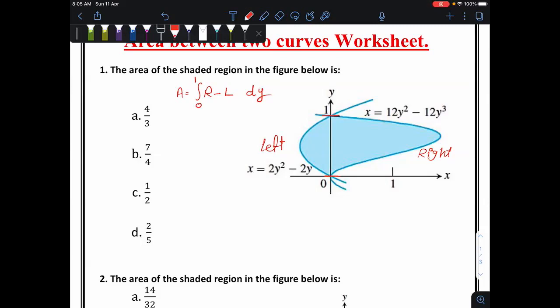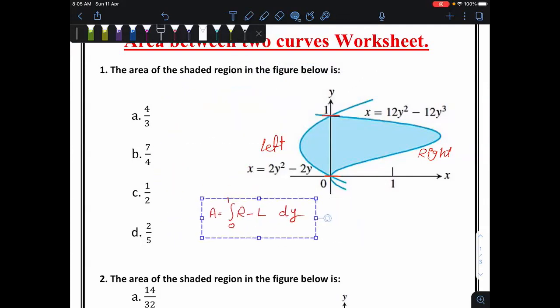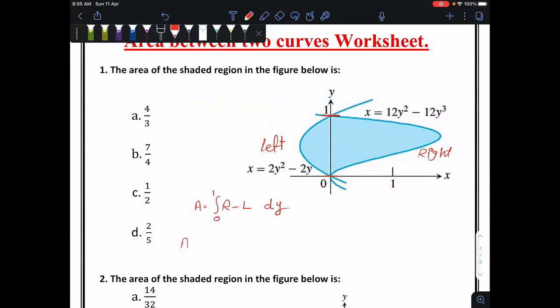The intersection points are clear, so no need to equate the two equations. Also, the equations of the curves are given as x in terms of y, so no need to solve for x. You only need to substitute in this formula. We write the area equal to the integral from 0 to 1 of the right function minus the left function.